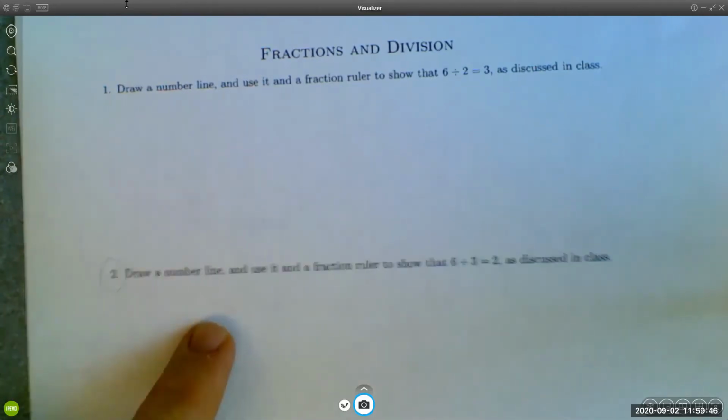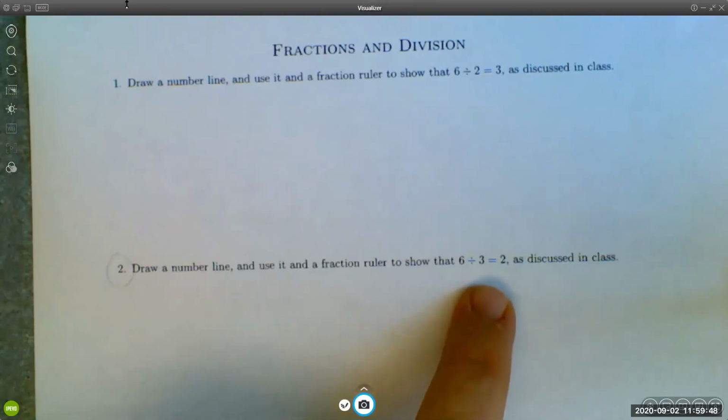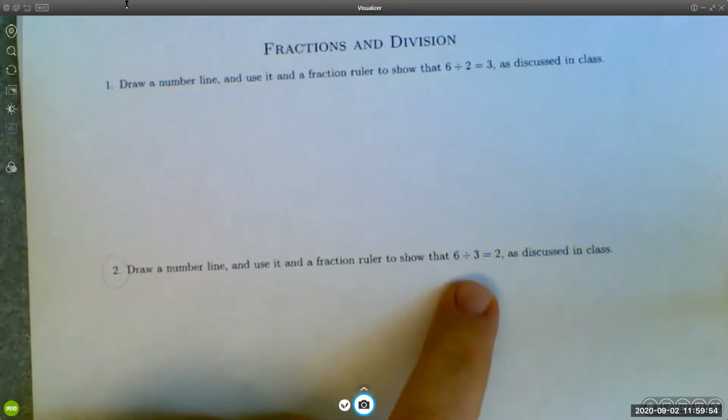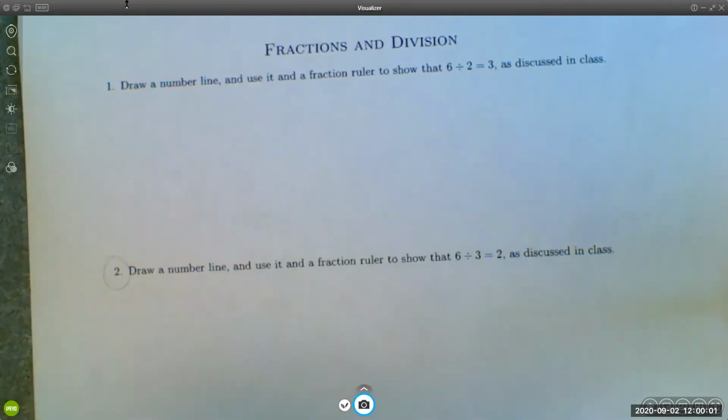And I want to use a fraction ruler to show that 6 divided by 3 equals 2. So before we do that, let me just remind you, 6 divided by 3, that means that we're going to take 6 and split it into 3 equal parts. And then the length of each of those equal parts is the answer to that division problem, right? So 6 divided by 3 is just, if I take 6 and split it into 3 equal lengths, 6 divided by 3 is the length of each of those pieces, right?